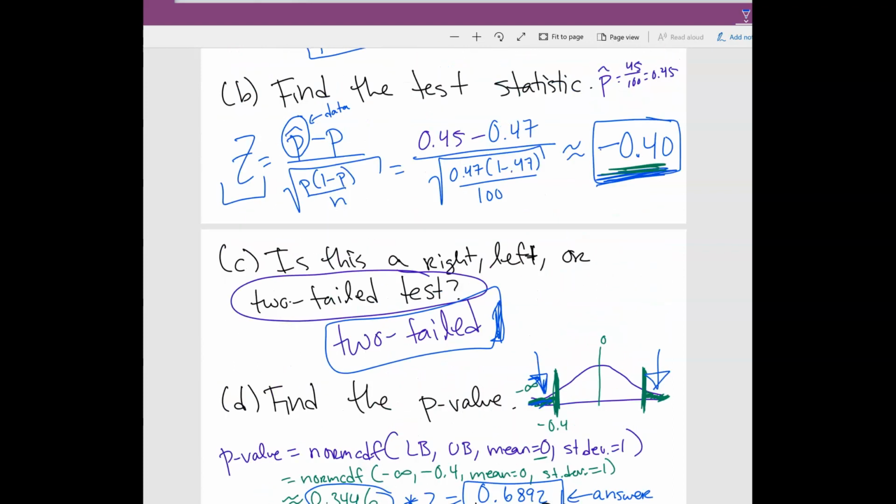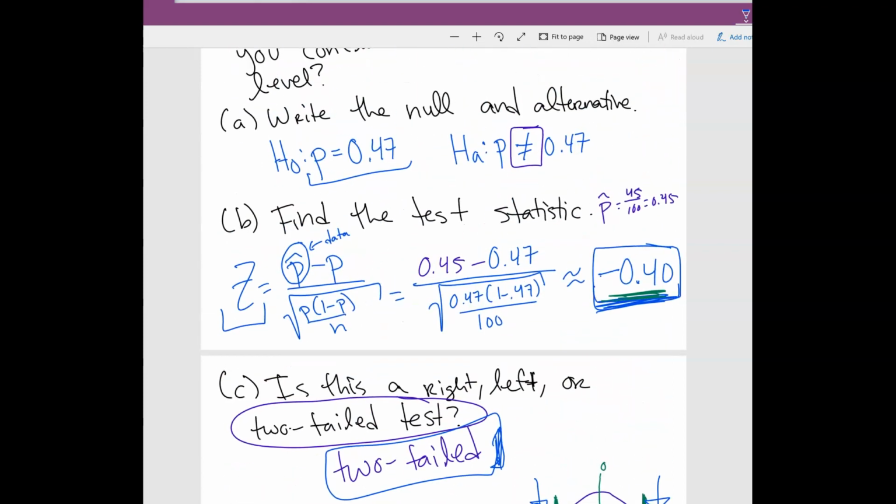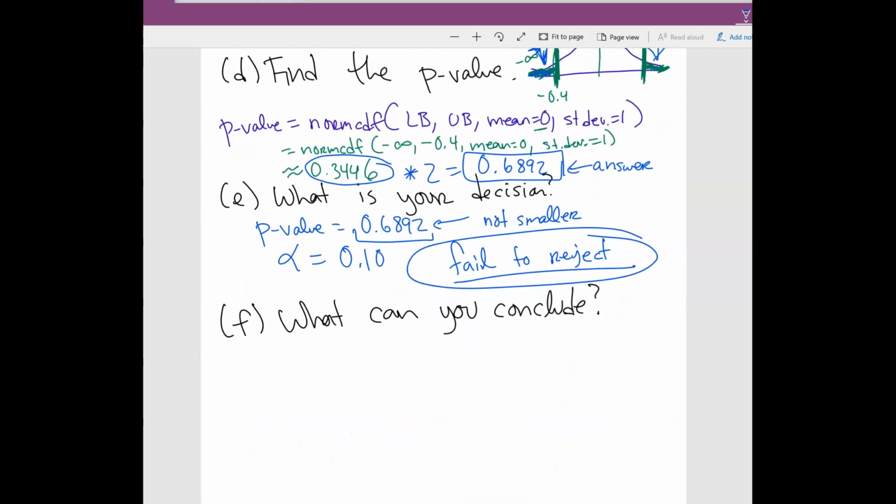Which is kind of what we thought in the beginning. We saw the z-score and said, well, this isn't close to -2. It's pretty small. So we're probably not going to reject this. And this p-value gives us the actual reassurance. So now what can you conclude? We failed to reject. So do we have enough evidence? Notice that in the previous problem, we said we had enough evidence because we rejected. Here, since we failed to reject, we say we do not have enough evidence.